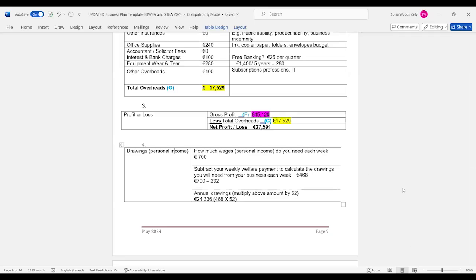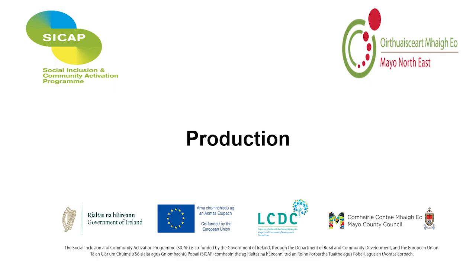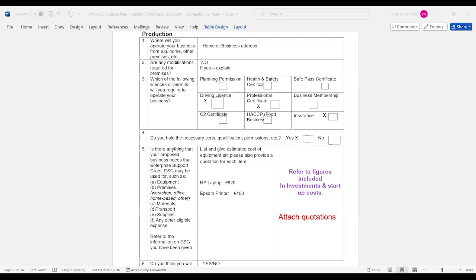The final section in the business plan is the production section. The first question in this section asks where you will operate your business from. So if you're going to operate your business from home, include home here. If you have a business premises, write business premises here and include the address of the premises.